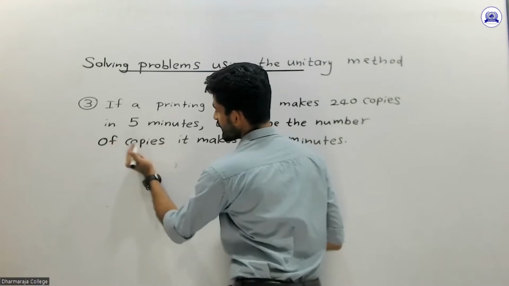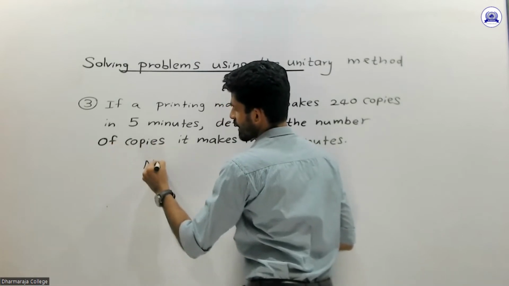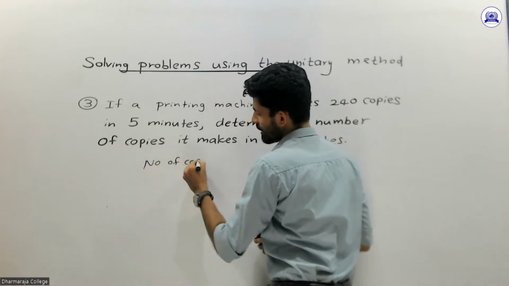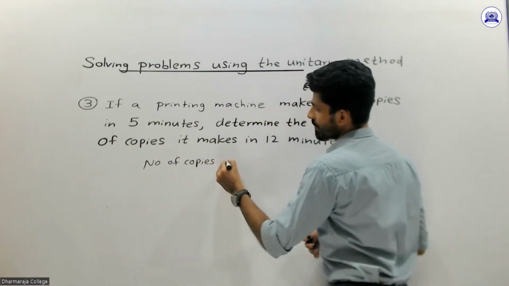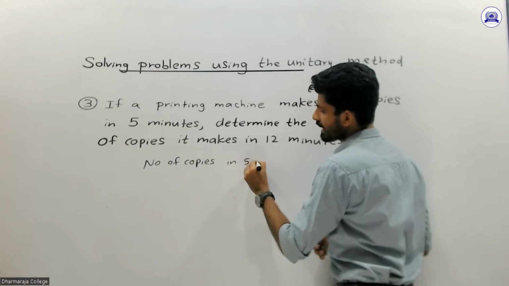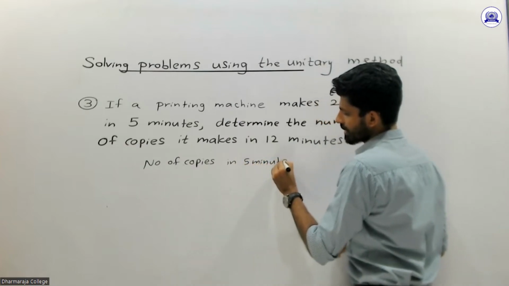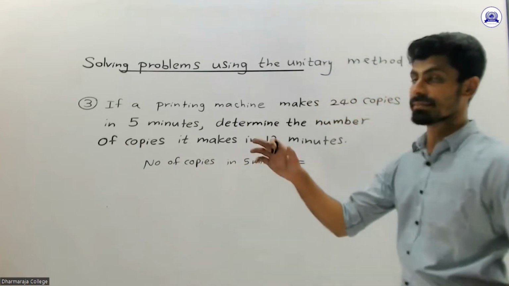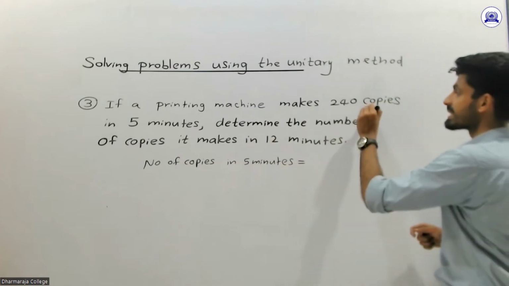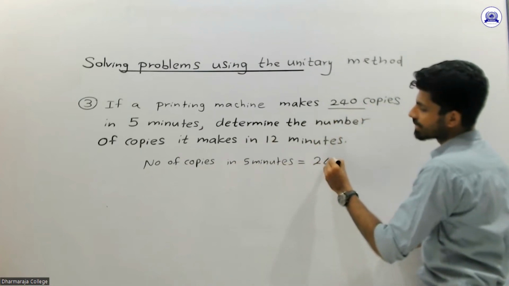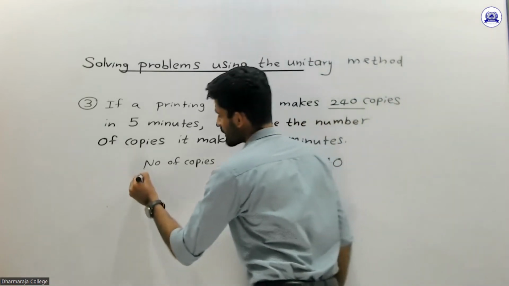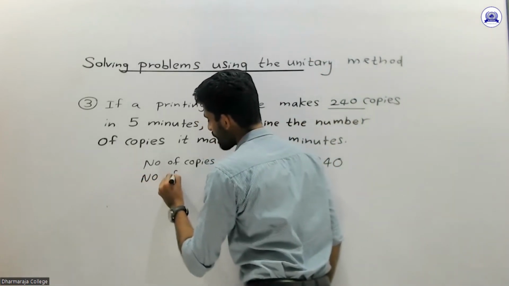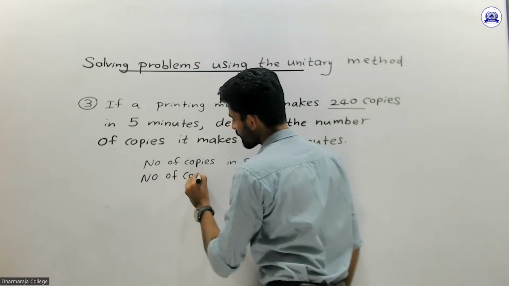Number of copies in 5 minutes. For the 5 minutes, what is the answer? 240. That is for the 5 minutes. So we need to find out how many copies it will release for 1 minute.